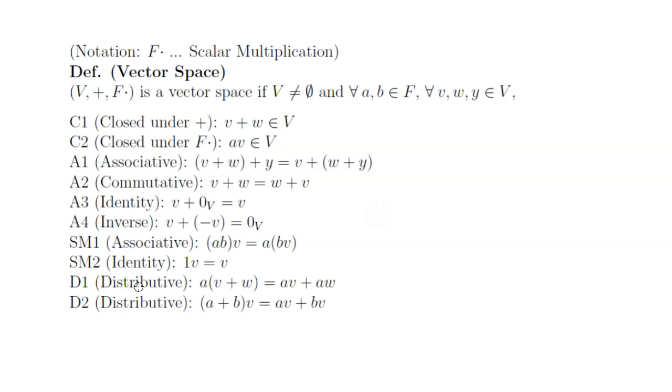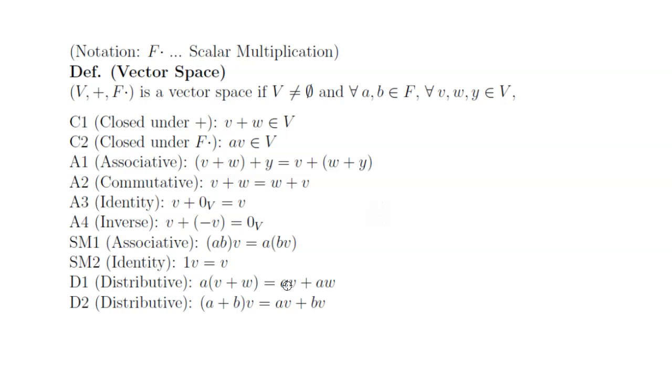And a couple of distributive rules. You can distribute a scalar multiple to vectors, to each term. So if you have a times the quantity v plus w, then it's the same thing as av plus aw. And we can also distribute the vector to scalars. So you have the quantity a plus b times v, then you can basically distribute v to a and b, so you have av plus bv. So those are the rules for vector space.